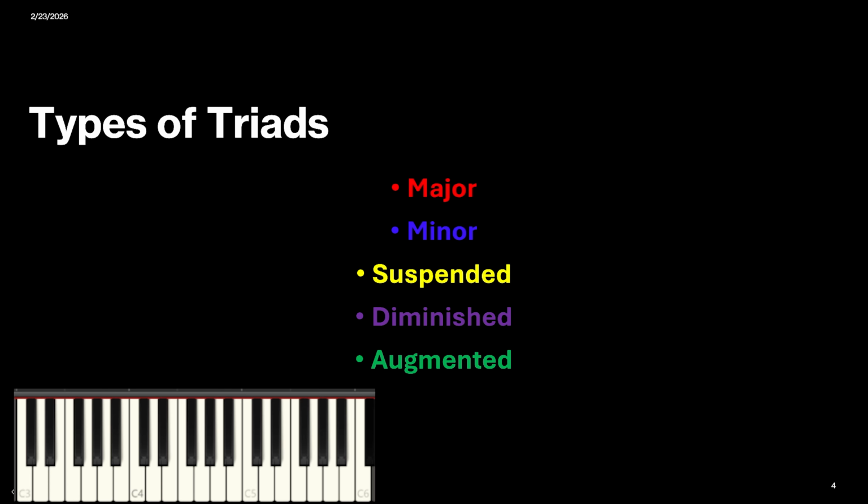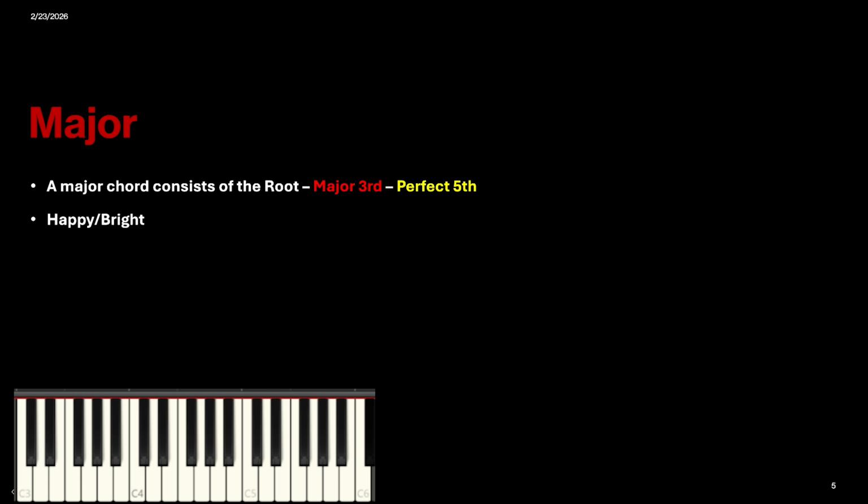So what makes these triads? First we have our major triad. This is probably the most basic triad or chord you're going to hear. A major chord consists of the root, the major third, and perfect fifth. It's described as being happy and bright. You're going to hear this a lot, especially since a lot of music is based off the major scale. You're going to be hearing this chord a lot.